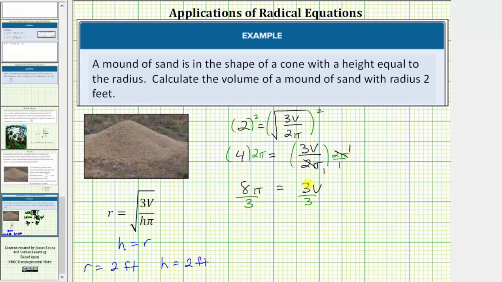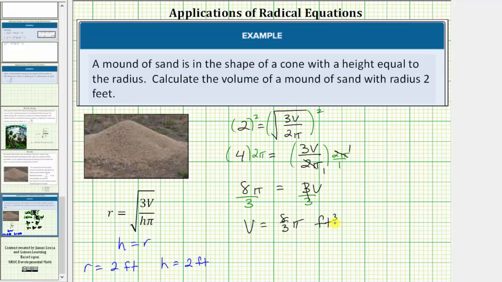Simplifying on the right side, 3 divided by 3 simplifies to 1. 1 times v is v. So now we know the volume v is equal to 8/3 pi, and the units would be cubic feet. So this is the exact volume of the cone of sand.